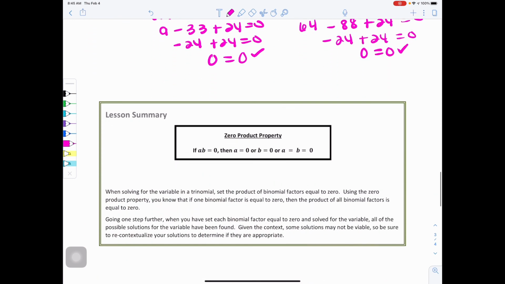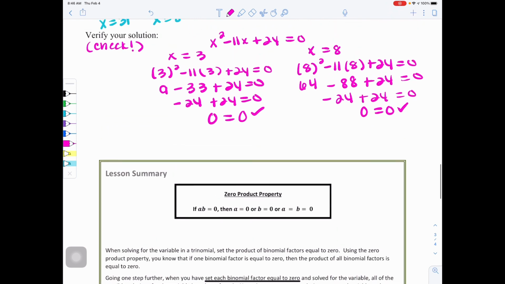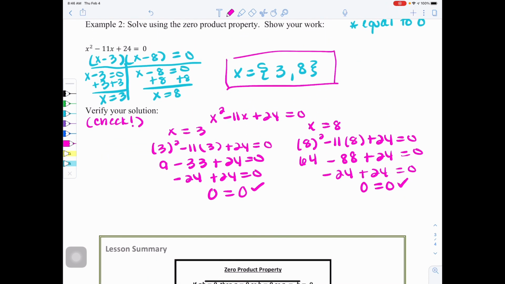So in summary, remember your zero product property. If A times B is 0, then that means either A is 0 or B is 0, or A and B are 0. So you're using that property in order to solve these types of equations. You want to factor them, set each factor equal to 0, and solve that part to find your overall solution. And that concludes your lesson on the zero product property, day 1.